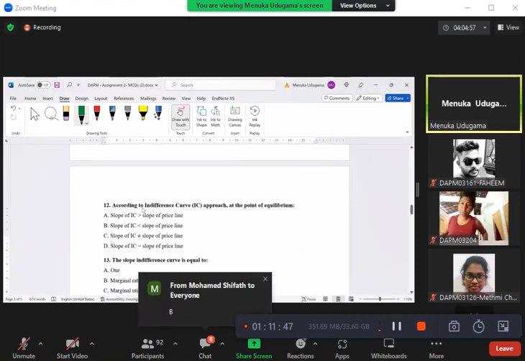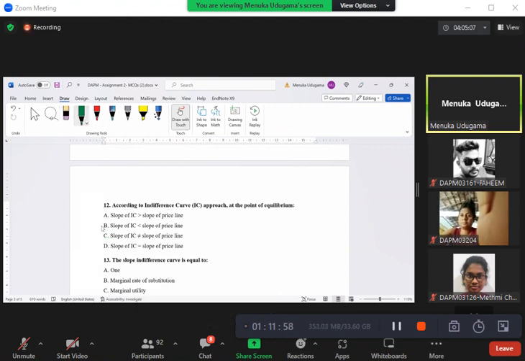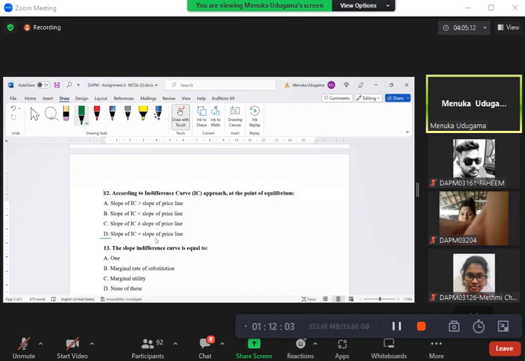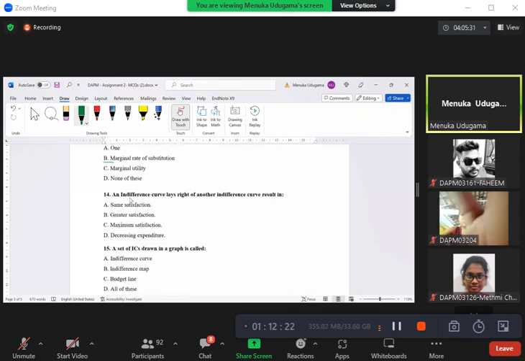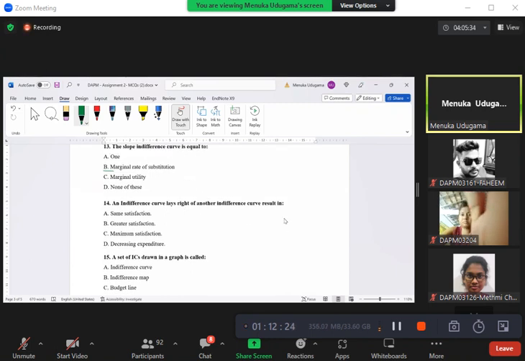Well, so according to the indifference curve, at the equilibrium, we saw that the slope of the indifference curve equals the slope of the budget line. And number 13, the slope of the indifference curve is called the marginal rate of substitution. We didn't go into detail on the marginal rate of substitution, so you might not expect any questions on that. An indifference curve that lies to the right of another indifference curve results in what?